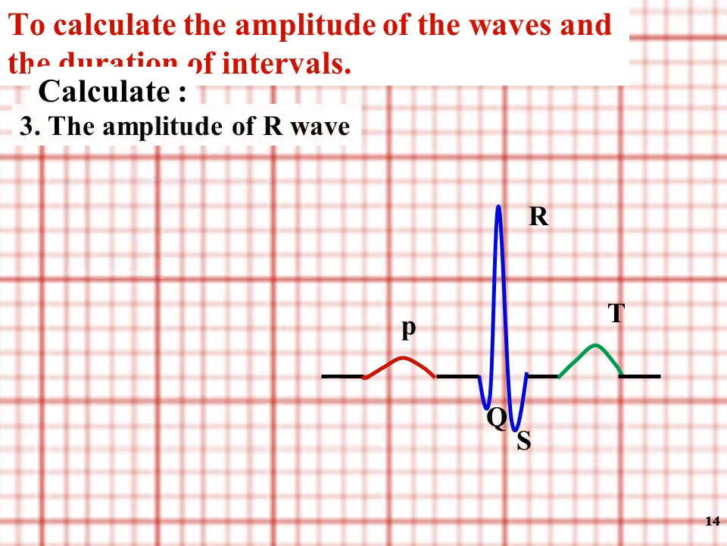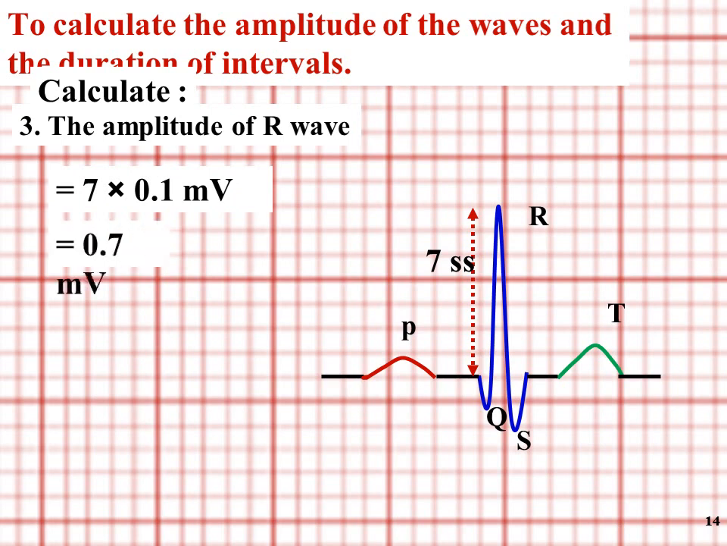Another example, calculate the amplitude of R wave. Here we calculate the R wave from the isoelectrical line من خط الصفر مو من بداية أو نهاية الكيو من الايزوelectrical line. نحسب عدد المربعات 7 small squares. R wave 7 small squares. 7 multiplied by 0.1 millivolt and the R wave amplitude equal to 0.7 millivolt.